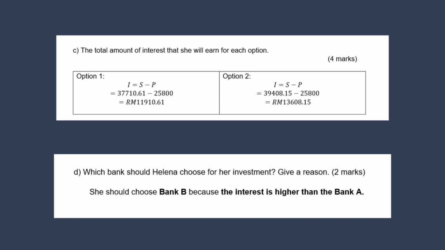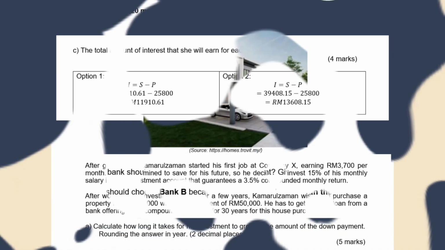For question 1D, Helena should choose option 2 because it provides a higher final amount and greater interest earning.